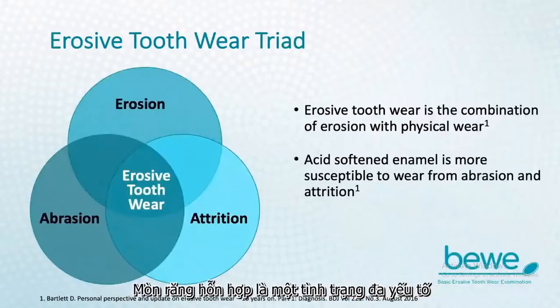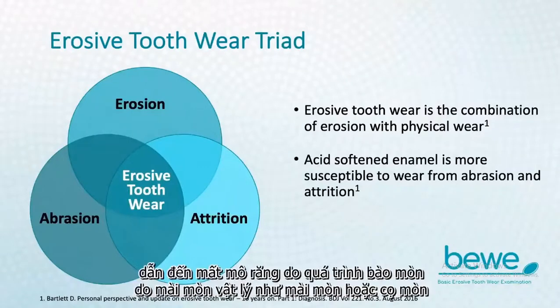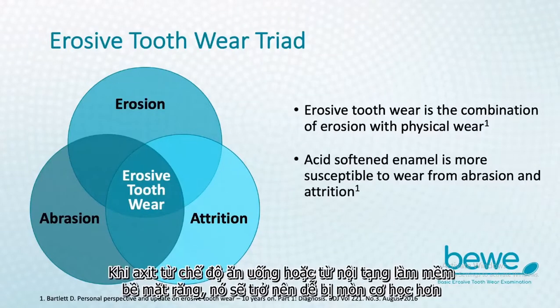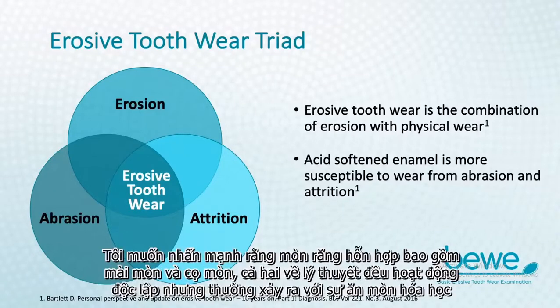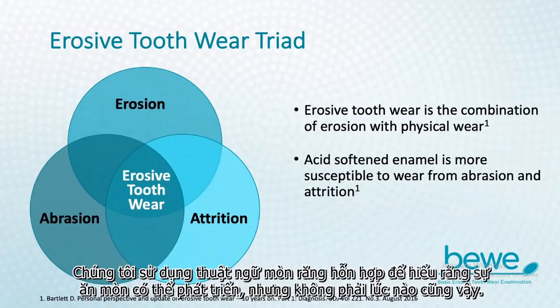Erosive toothwear is a multifactorial condition resulting in the loss of tooth tissue through erosion with physical wear such as abrasion or attrition. When acids from the diet or intrinsic sources soften the tooth surface, it becomes more susceptible to mechanical wear. I want to emphasize that erosive toothwear includes abrasion and attrition, both of which can in theory work independently but normally occur with erosion. We use the term erosive toothwear to capture that erosion can be involved but not always.